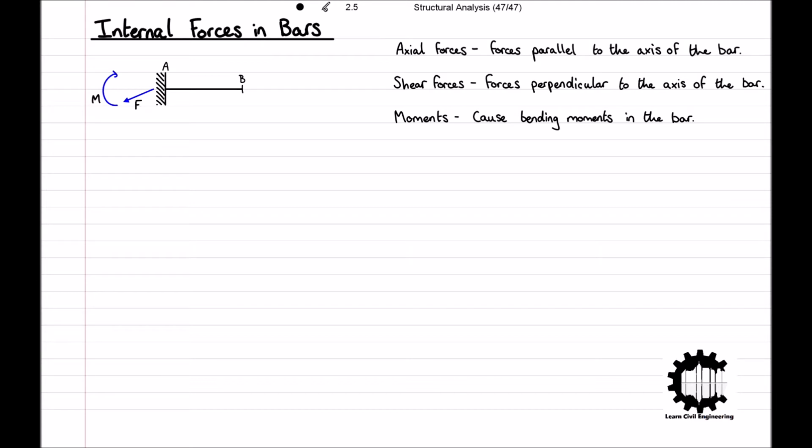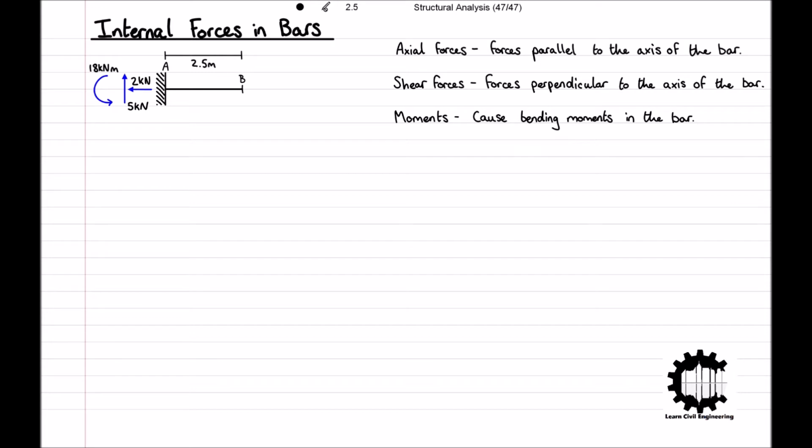For this example, we will imagine the structure has a horizontal support reaction of 2 kN acting towards the left, a vertical support reaction of 5 kN acting upwards, and a moment of 18 kN·m acting in an anti-clockwise direction. We will also imagine the length of the bar from point A to point B is 2.5 meters.